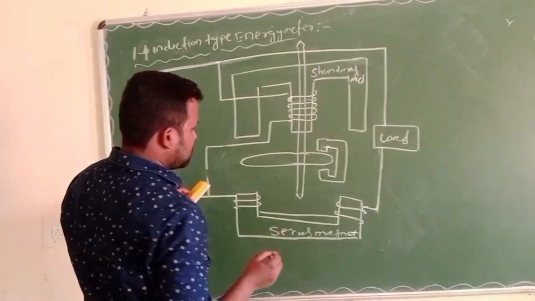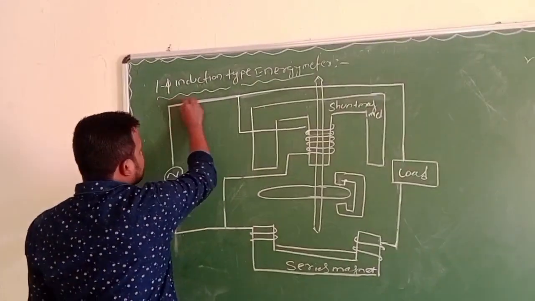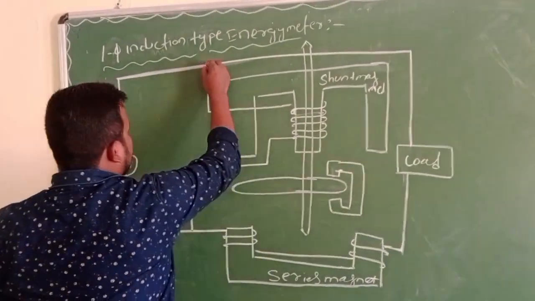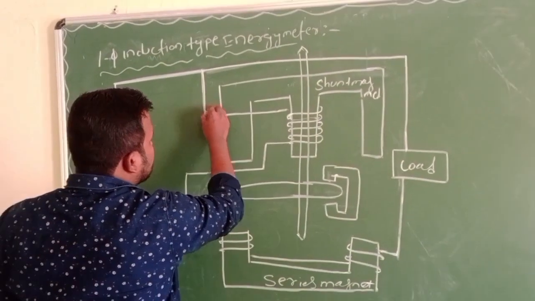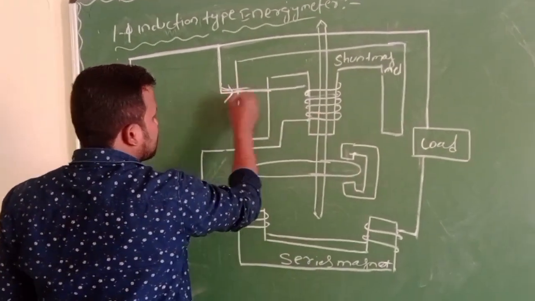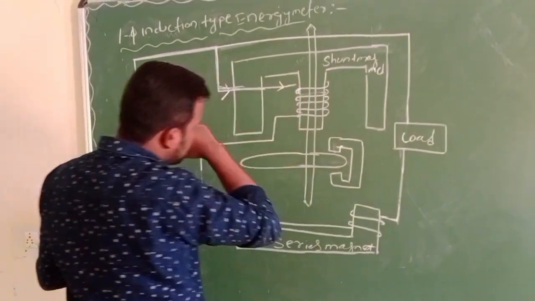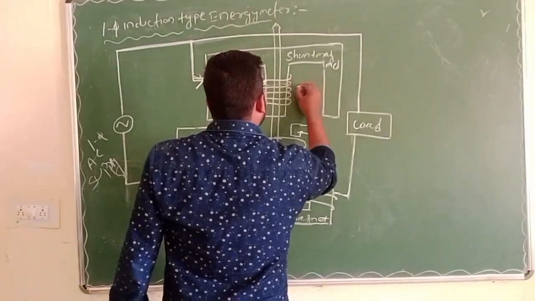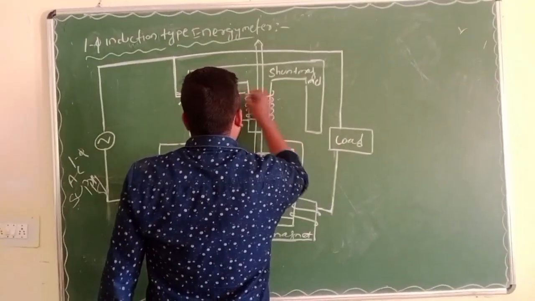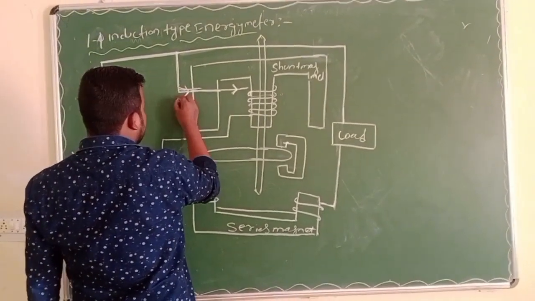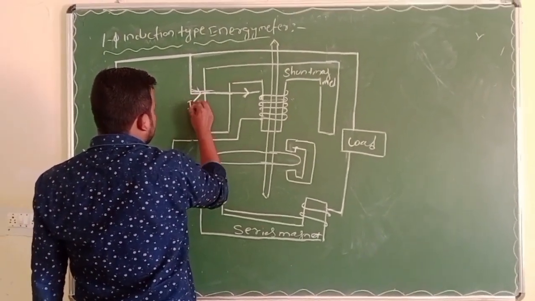First of all, we get the supply to the shunt magnet, and current flows to the pressure coil. It is known as the pressure coil. We get the supply V. We take the current I2.